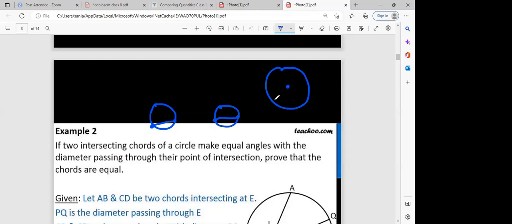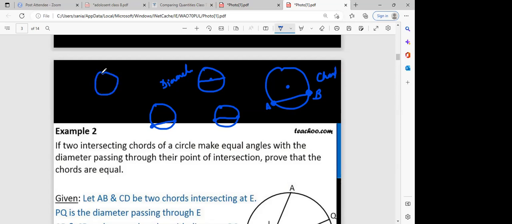This is the center. For example, this is AB. So this is a chord. Clear? But if this line passes through the center, it is known as diameter. Clear? And when it is not passing through the center and it is touching one part and the other part of the circle, then it is a chord. Clear?